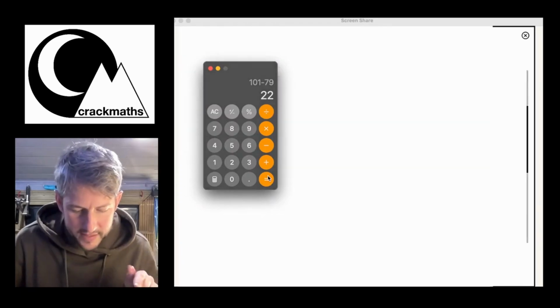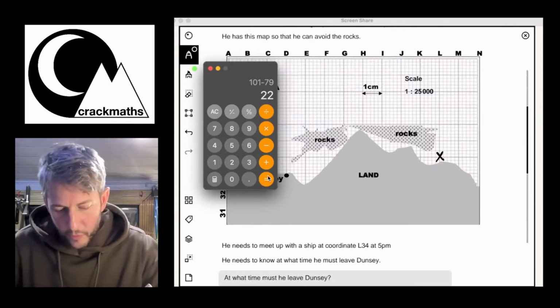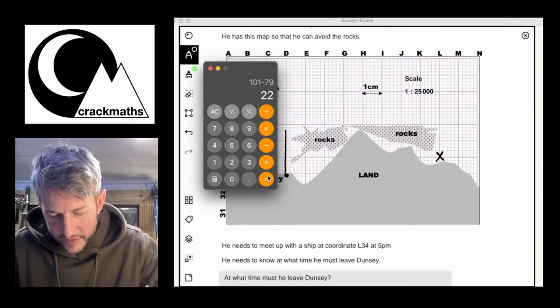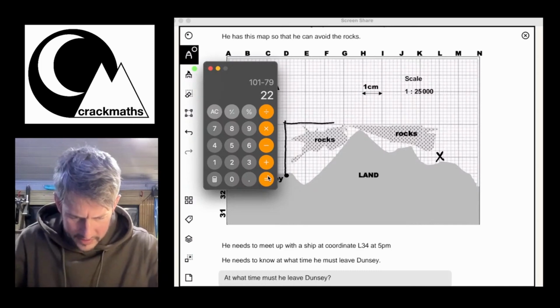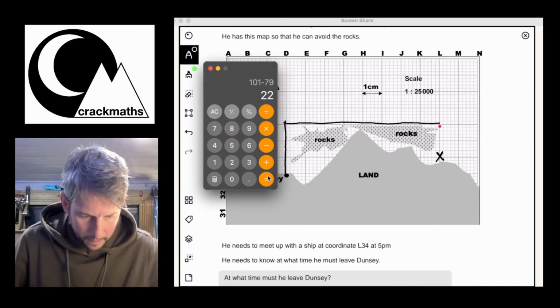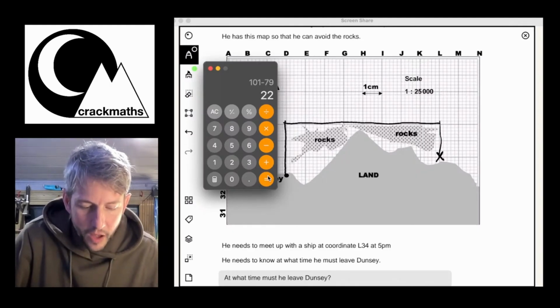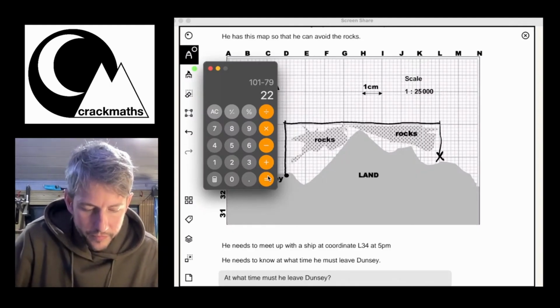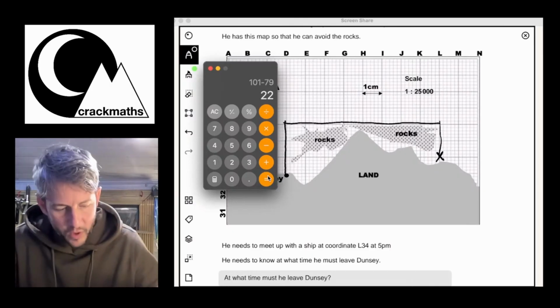Okay, so I'm guessing... okay, he needs to avoid the rocks, so he needs to go like this. I'm going to say he can go close to the rocks. This is still avoiding the rocks. Okay, so we know that one of these squares is a centimetre. So let's work out how far this is.